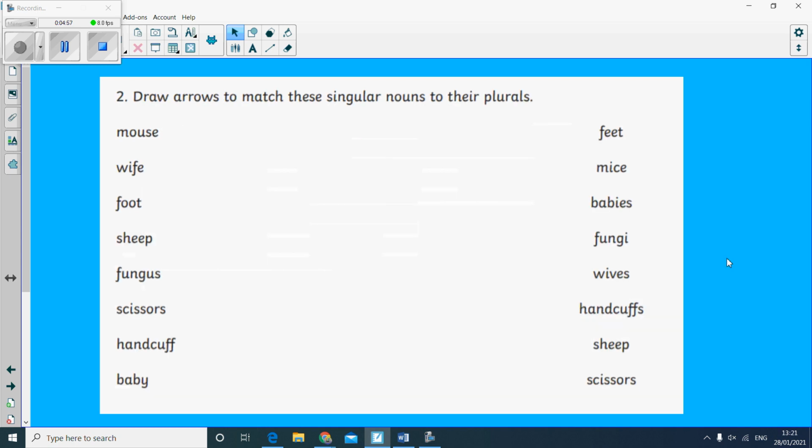Okay, so for this one, I just want you to have a think. Again, you don't need to write anything down if you don't want to. We're just matching up the singular nouns to the plural. So take a look at mouse. On the left-hand side, that's singular. Can you find its plural on the right-hand side? And I can see that it is mice. So just go down the list of the singular, matching them with the plural. Take a look at what happens to the end of the word to make it plural. See if you can remember some of the rules.